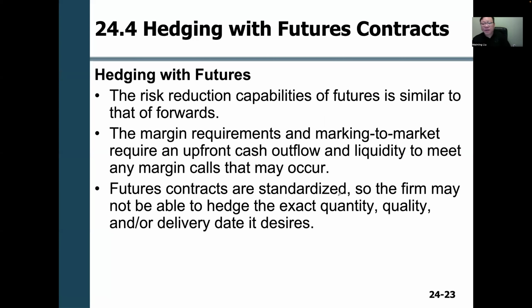Hedging with futures: the risk reduction capabilities of futures is similar to that of forwards. The margin requirement and the marking to market require upfront cash outflow and liquidity to meet any margin costs that may occur. For forward contracts, there's no requirement for upfront payment, but for futures, this is a requirement. Futures contracts are standardized, so the firm may not be able to hedge the exact quantity, quality, or delivery date it desires. Forward contracts are probably more flexible, negotiated between two parties. But futures contracts deal with many potential participants, so they have to be standardized, which allows less flexibility in the terms of the contract.